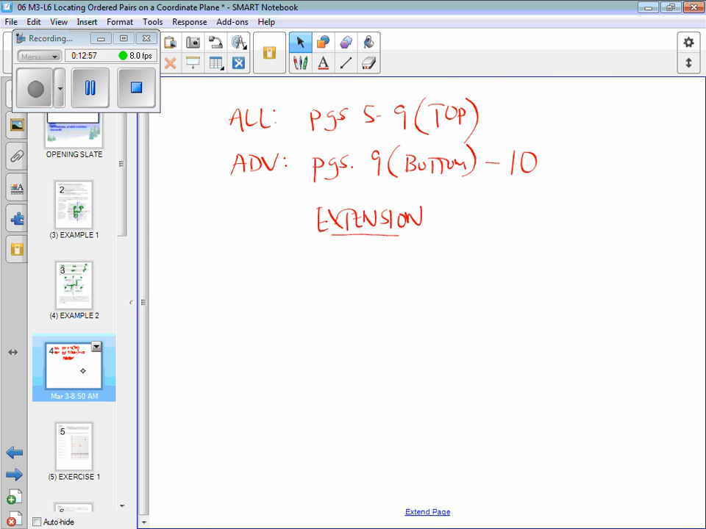Okay, so here's what you guys are going to do. In your groups, everybody, including advanced, has to do pages 5 through 9, and you'll see it ends at the top. Then advanced is going to go on and do page 9, which is the bottom half, page 10, and something new that I printed today called the extension, which leads into what lesson 7 is all about. But before you can do the extension, you have to check your answers and understand why the answer is what it is, which is tricky. Okay? All right, go to it.